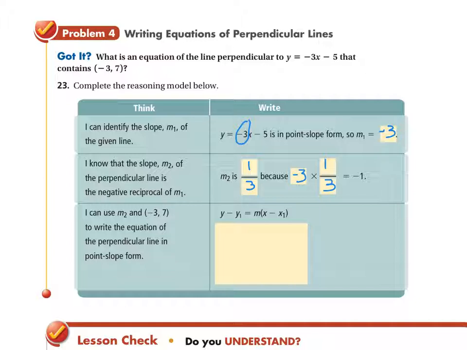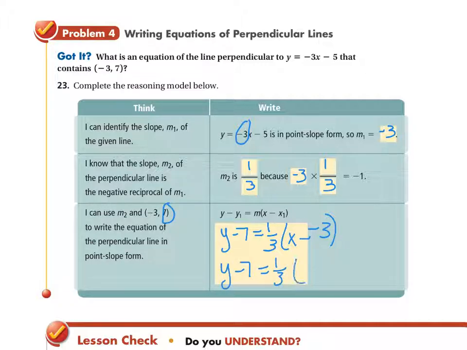So now we're going to write the equation of the perpendicular line through that point. The y coordinate is 7. So y minus 7 equals 1/3 for our perpendicular slope, times x minus negative 3. So simplify that a little bit. y minus 7 equals 1/3 times x plus 3.